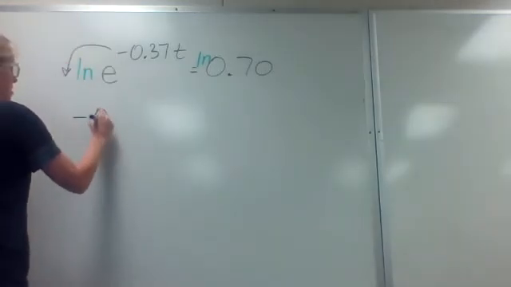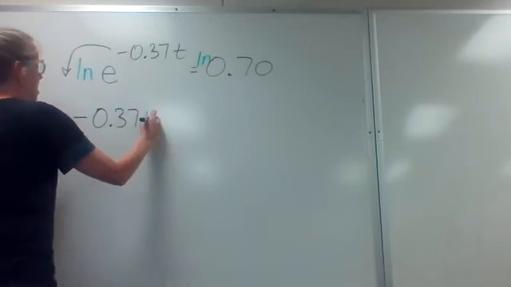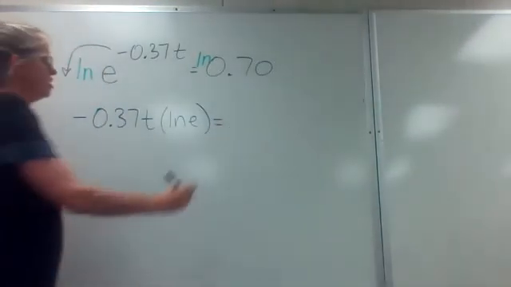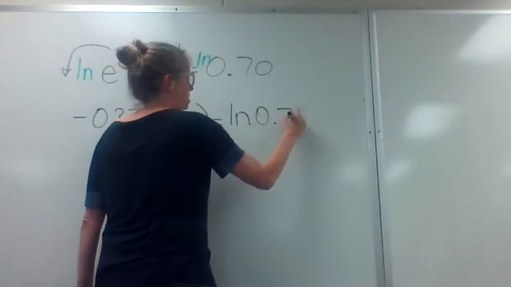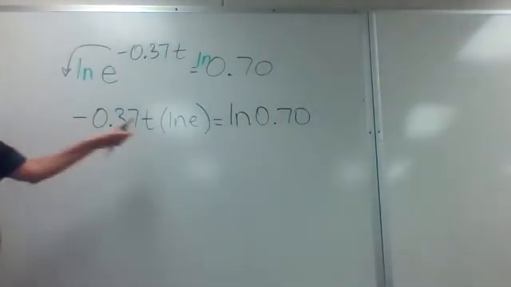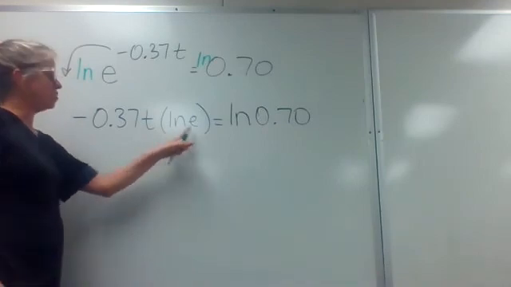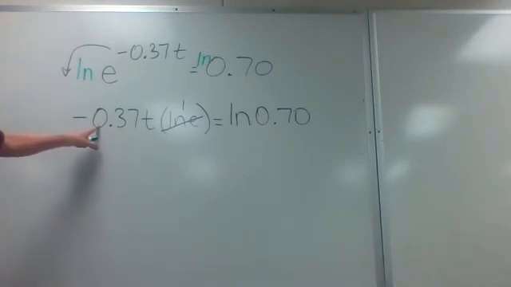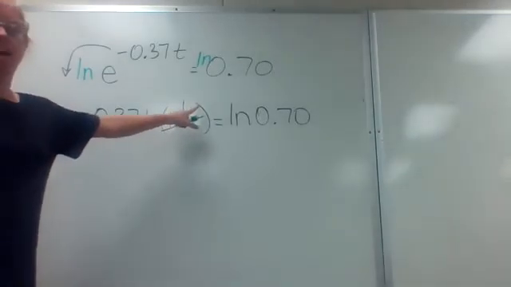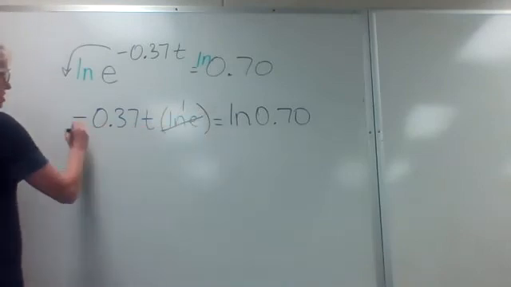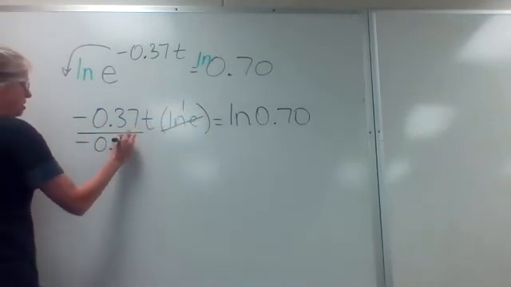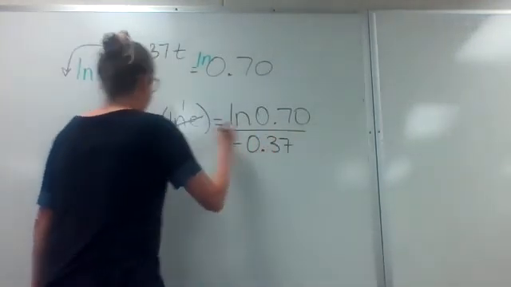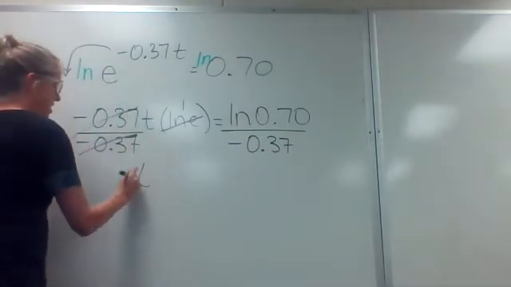So I have negative 0.37t times ln of e equals ln of 0.70. So this ln of e, here's why we used ln, because what is ln of e equal to? 1. So you really just have negative 0.37t times 1. So to get this t by itself, I just need to divide by negative 0.37 for my t to be by itself.